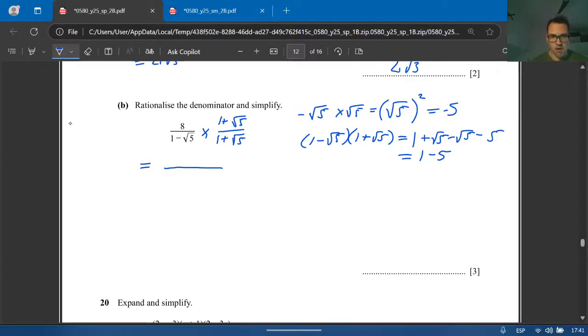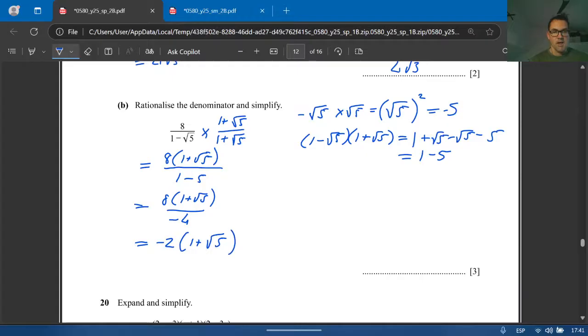So that's what happens below the line here. We multiply these two together and we're left with 1 minus 5. Above the line, of course, it will be 8 times all of that. I'm not going to expand that bracket because look what happens next. We have 8 times 1 plus root 5 above the line, and 1 minus 5 is negative 4. Now 8 divided by 4 is, of course, 2, and a plus and a minus is a minus. And there you have it. It is now rationalized in the denominator, and we have simplified. So I believe that is the correct answer.